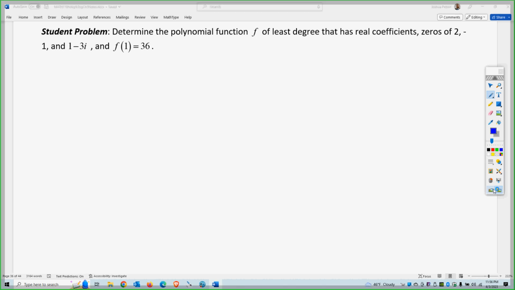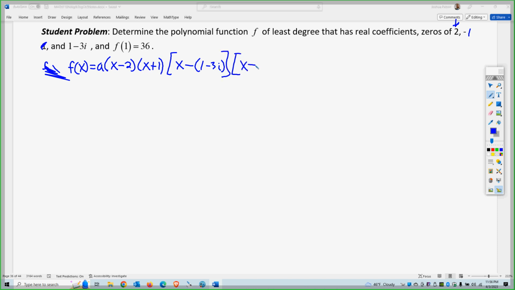Okay, so again, we're going for least degree, so we're just going to assume they don't repeat themselves, essentially. So f of x equals a. So we have x minus 2 and then x plus 1. I think I got a little bit of a typo there. So there's the 2, and this negative here actually goes with the 1 that's over here. I kind of drifted over for some reason. And then we have x minus 1 minus 3i. And then x minus 1 plus 3i.